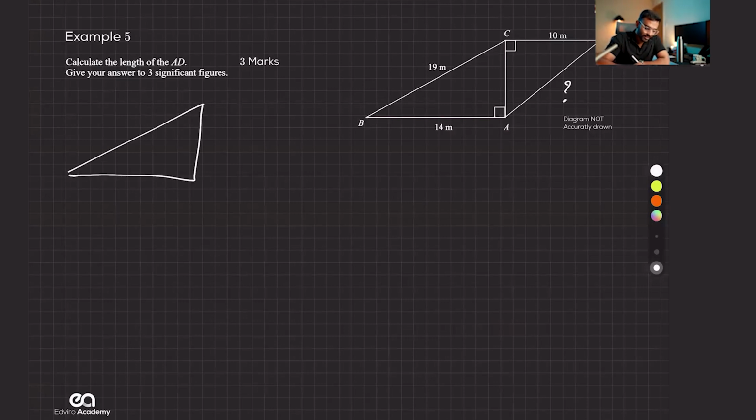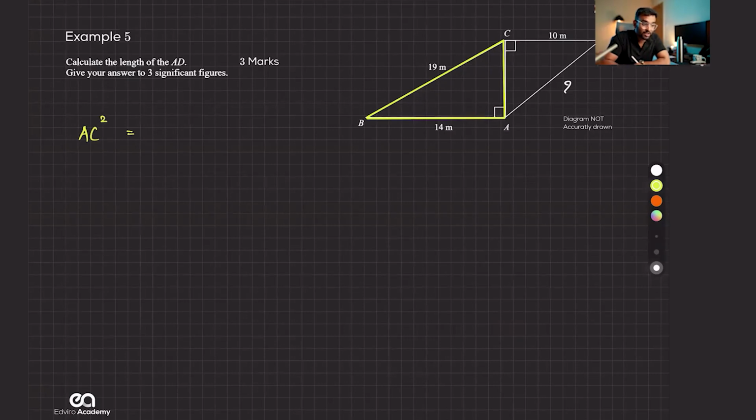So AC, in the sense, you see that triangle there? That's not a right angle triangle, which I just drew. Hold on. So I'm going to pick up this green triangle. And according to that triangle, AC square equals 19 square minus 14 square. So I'm just putting that square root.